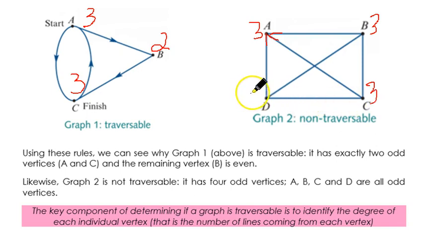And just to finish it off, we've got the 3 here. So all of these are odd vertices. We know, vertices of odd degree. We know that this is a non-traversable graph.